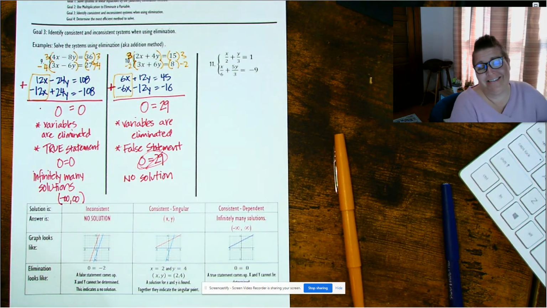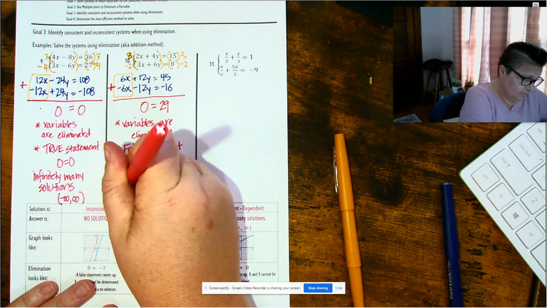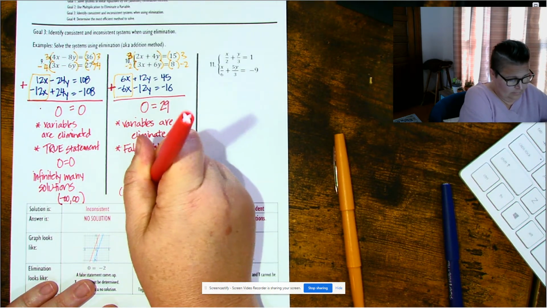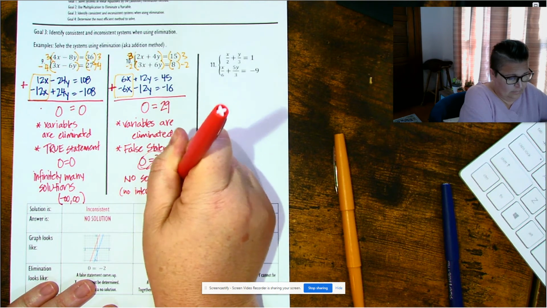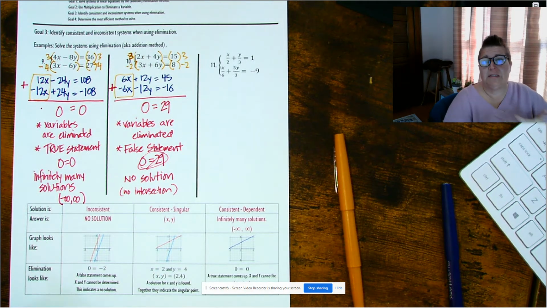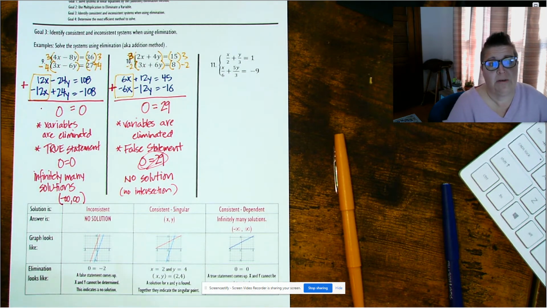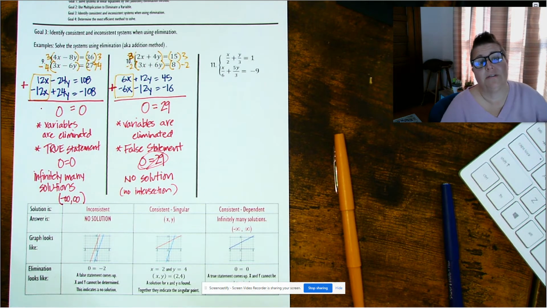You have an inconsistent system. You have a system that makes no sense. And when you go to graph these two lines, they will look parallel. There is no intersection. When there is no solution, this means that there is no intersection. So in this particular case, this is what it looks like to get a no solution using the elimination method. Basically, you get a false statement, like 0 is equal to 29.